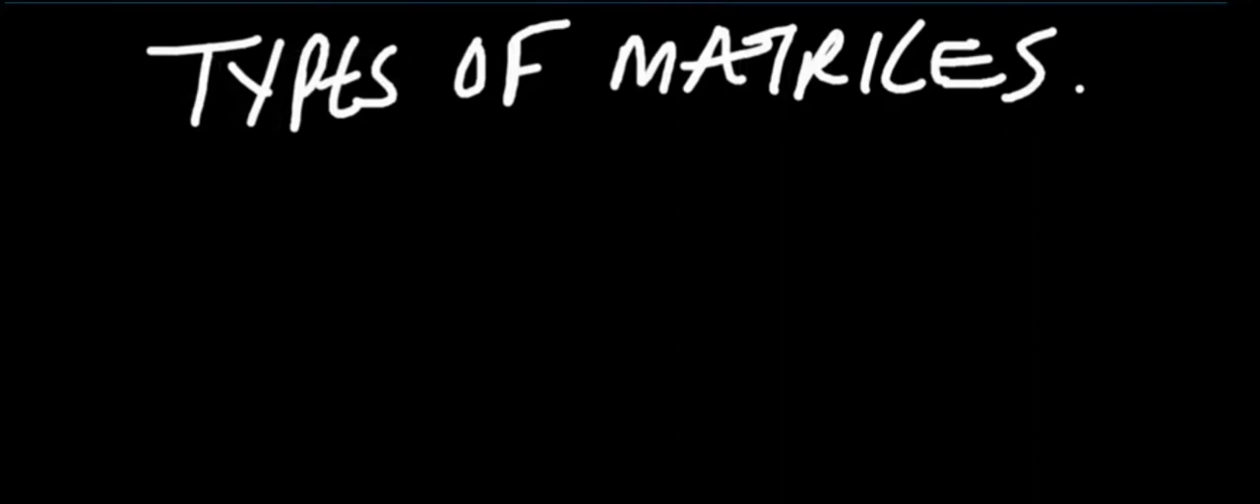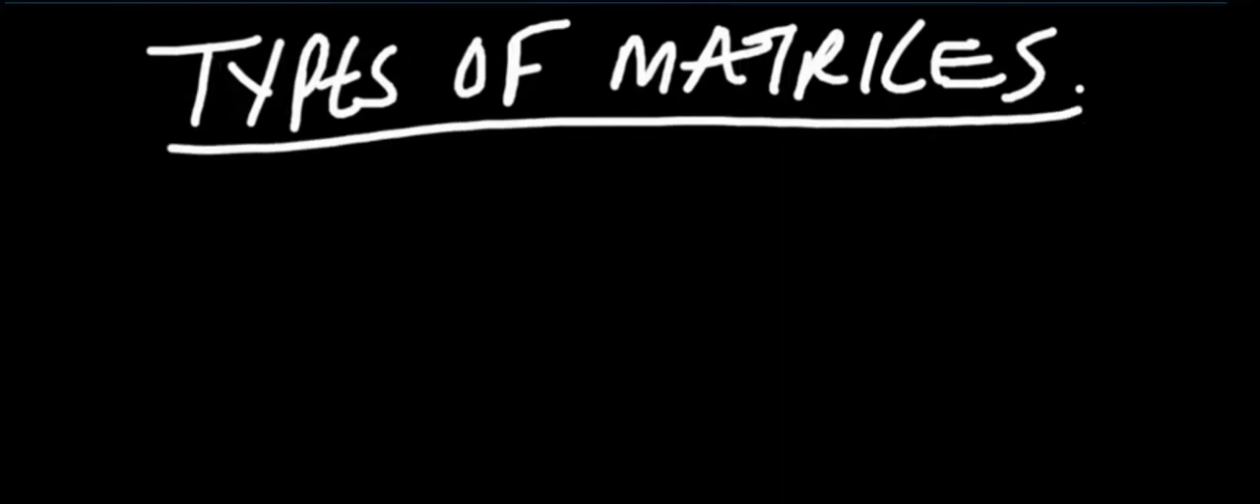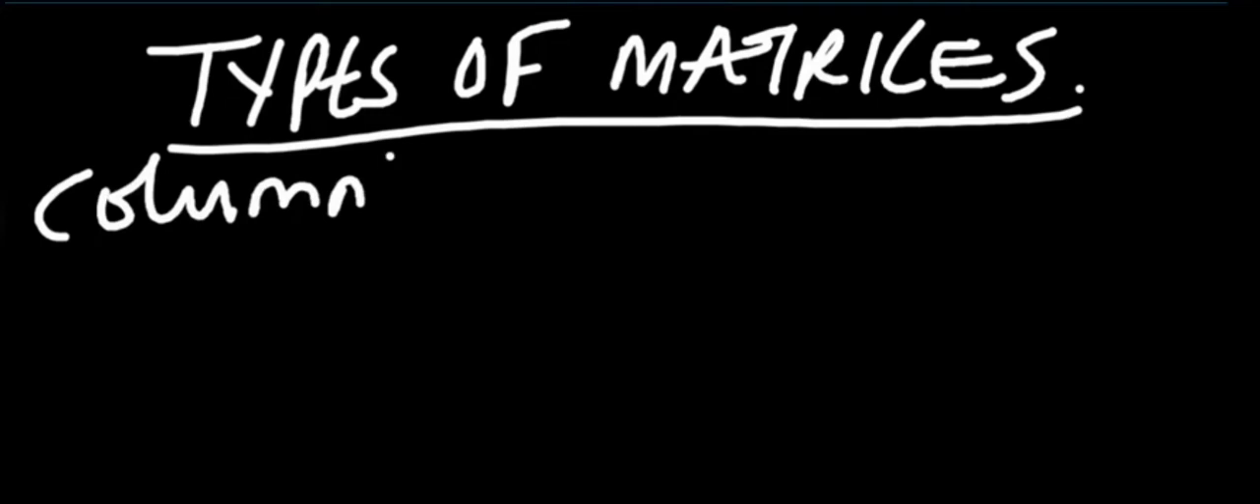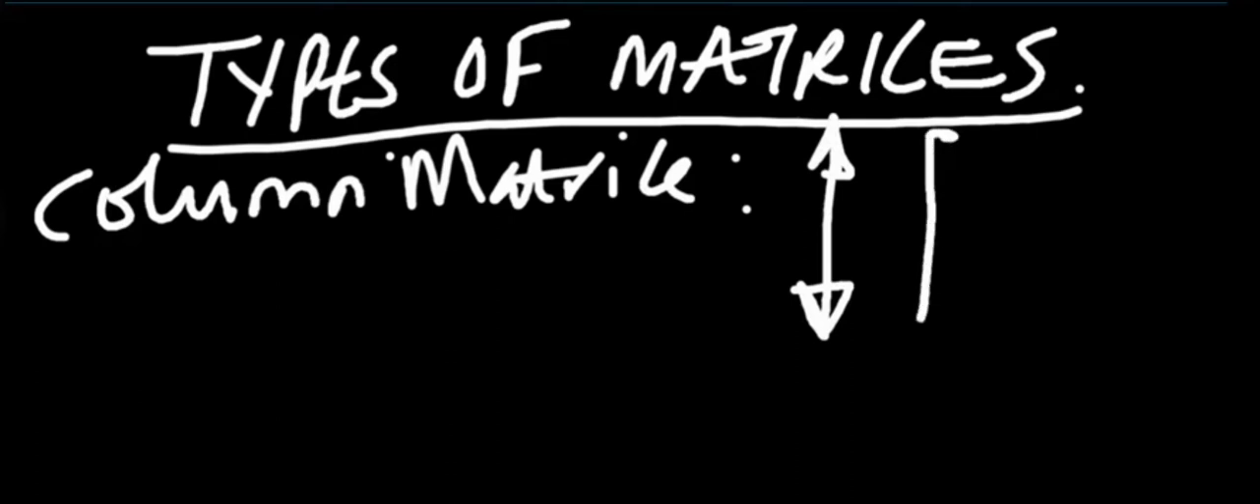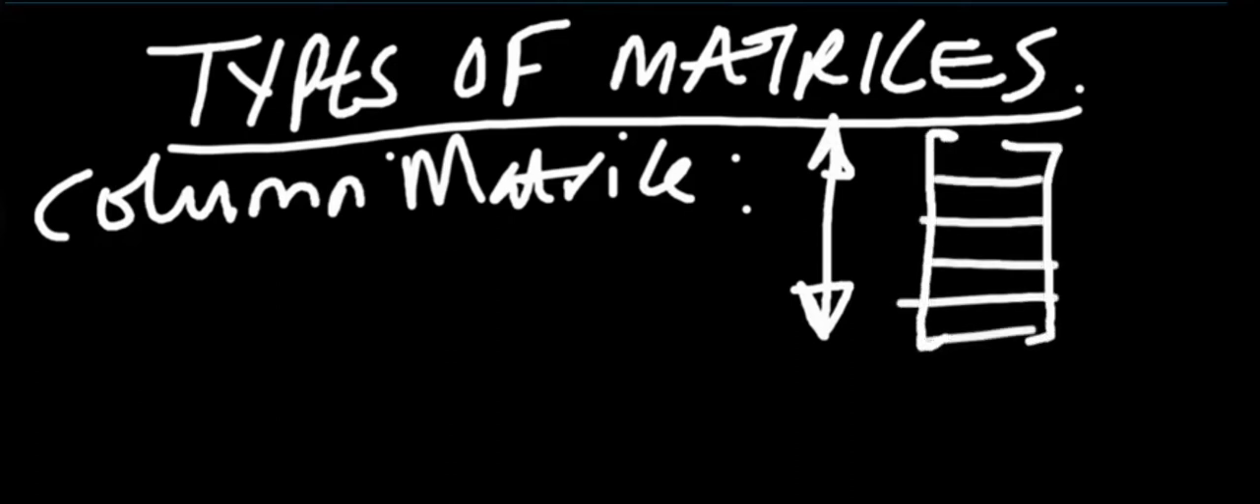So now we'll be looking at types of matrices. There are various types of matrices, and in this video we'll be covering some of them. We have the column matrix. A column matrix is just a matrix having one column. So how does a column look? It looks like this, your y-axis. You just draw a rectangle that has only one column, and as many rows as possible.